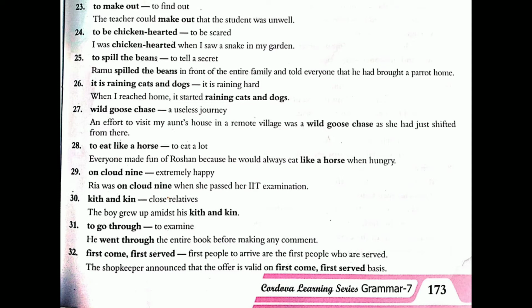Number 26, it is raining cats and dogs. That means it is raining hard, heavily. What you understand by cats and dogs with the rain is different, but we use this in the language to mean it is raining very heavily. So when I reached home, it started raining cats and dogs.